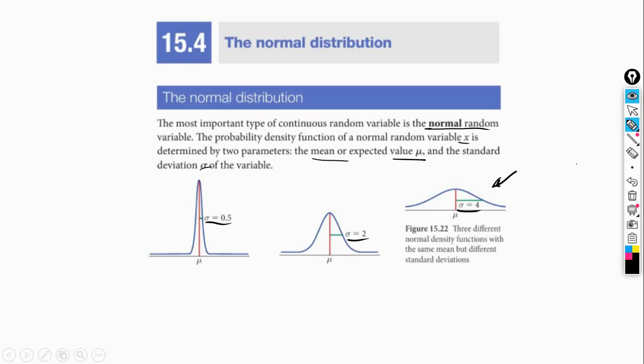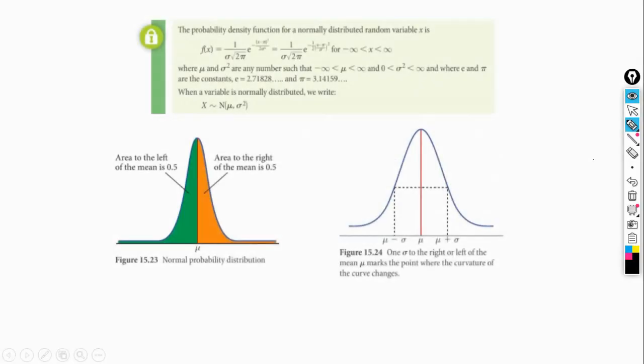Now, there are three different normal density functions here with the same mean, but with different standard deviations. Note how the curves flatten as the standard deviation increases. This is because the area under the curve has to stay equal to 1. So in the next slide, you're going to find the probability density function for a normally distributed random variable x. I leave it here, although we will not make direct use of this formula, since it's interesting to note its properties, because they will help us understand how the normal distribution works.